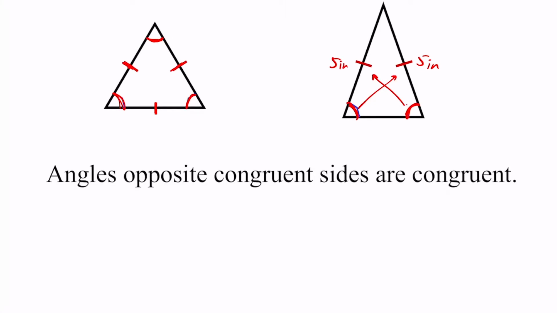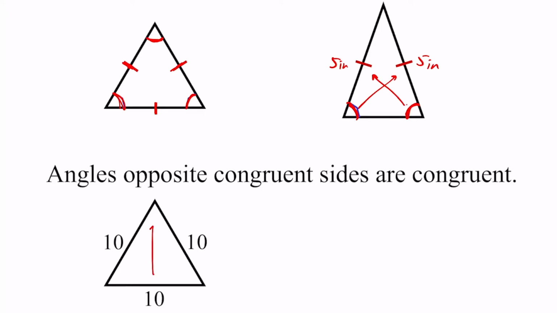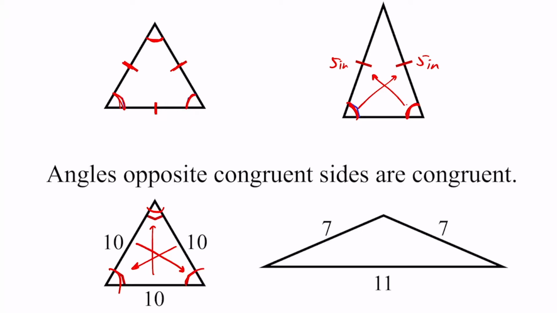And then the converse is also true. Angles opposite congruent sides are congruent. So looking at this, if all of these sides are the same, they're all 10, that means it's an equilateral triangle. That means this would be a certain degree. You don't exactly know yet. But then if this is 10, that means this over here is also going to be the same degrees, and this would also be the same. Okay, so those would all be the same angle measure.